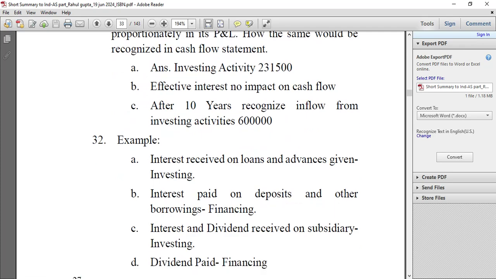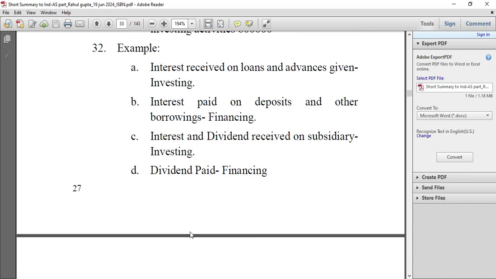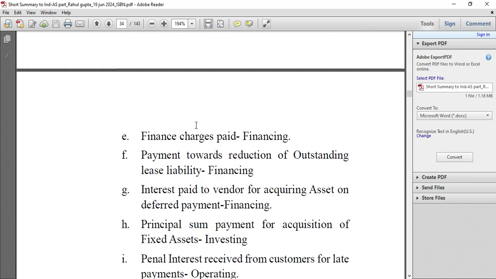Example: interest received on loans and advances given is investing activities. Interest paid on deposits and other borrowings is financing activities. Interest and dividend received on subsidiary is investing activities. Dividends paid is financing activity. Finance charges paid is financing activities.